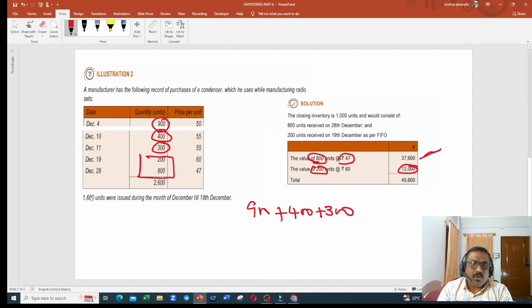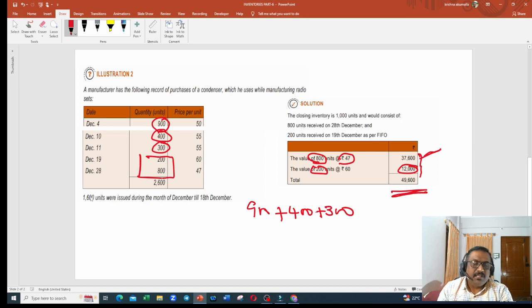Very simple. Let me conclude this problem as well. He said 1600 quantity has been issued. Which lot has been issued to production first? The earliest purchase, which is 900. So I have taken 900 into account as issued. The next earliest, 400, has been taken into account for consumption. The third earliest, 300. With that, the 1600 units issue is closed. Then what is left? 200 and 800. These two lots are not issued to the production. Then what is the cost of those materials? 800 quantity we purchased at the rate of 47, and 200 quantity at the rate of 60. Then we multiplied and got 37,600 and 12,000, and the overall cost is 49,600. Very simple.